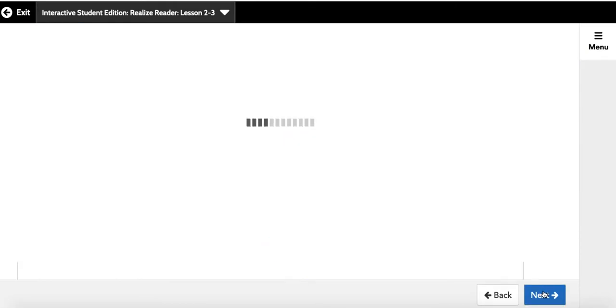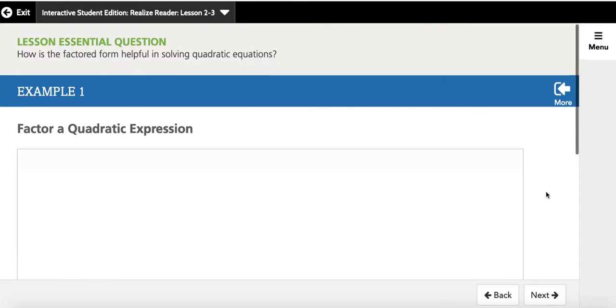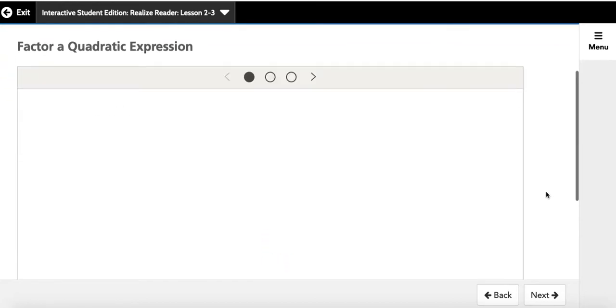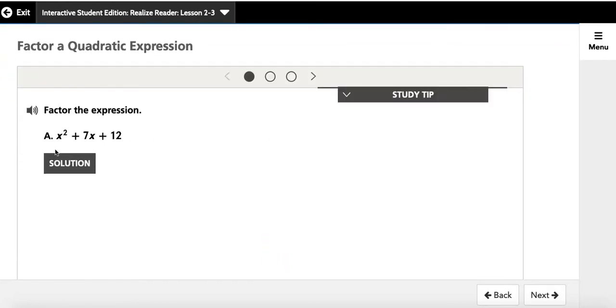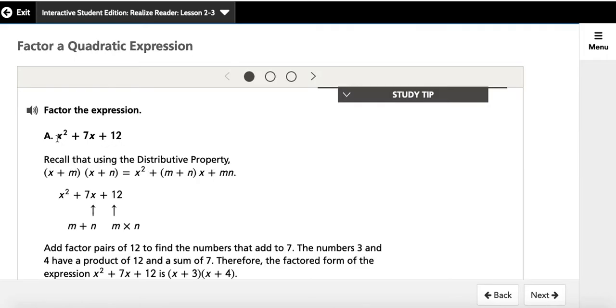Moving ahead to the first example, which involves factoring. We're going to factor a quadratic expression. We're given the expression x squared plus 7x plus 12. We're going to factor that into two binomials. It's nice because the leading coefficient is 1.